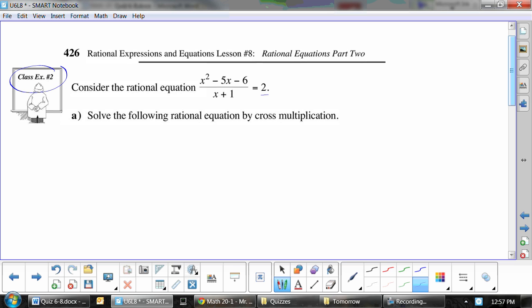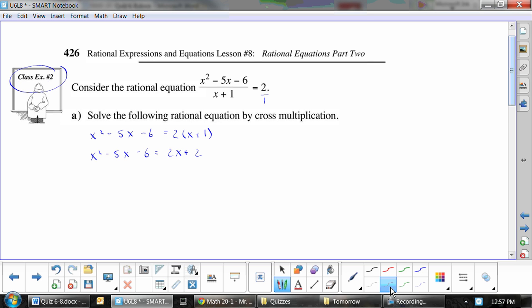Okay, so this one has one term on each side, so it's even in a lot of ways a simpler problem because all we have to do is cross multiply, right? So we go x squared minus 5x minus 6. And then when we're cross multiplying it, we're multiplying it by 1. So we actually don't have to do anything with that side. And then we go 2 times x plus 1. So we get 2x plus 2.